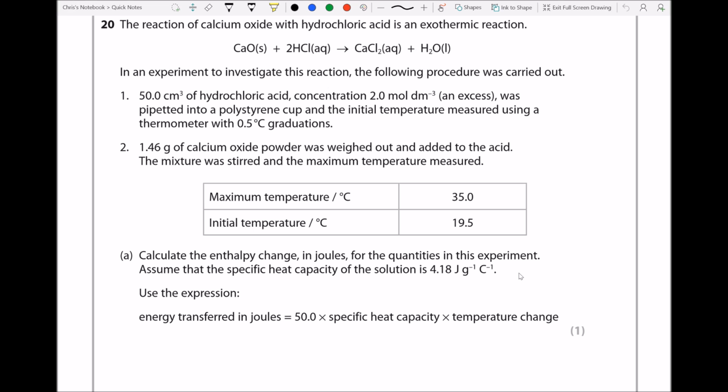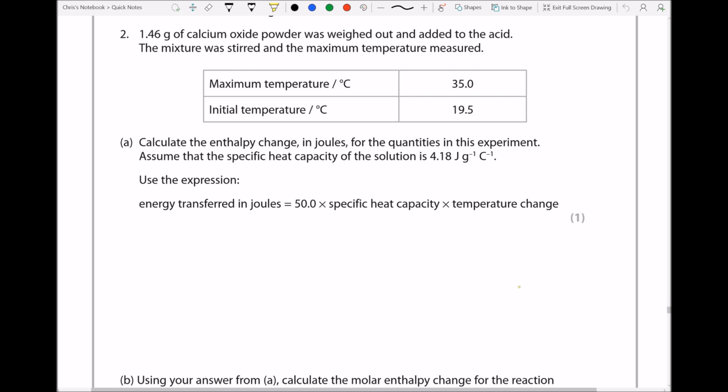So they're giving us the temperature increase, and then part A: calculate the enthalpy change in joules for the quantities in this experiment. Assume that the specific heat capacity of the solution is 4.18 joules per gram per degree C. Use this expression: energy transfer in joules is 50 times the specific heat capacity times the temperature change. That's pretty useful because they've given us a lot of this actually. So right, let's just work it out then. The energy transferred we know is 50.0.